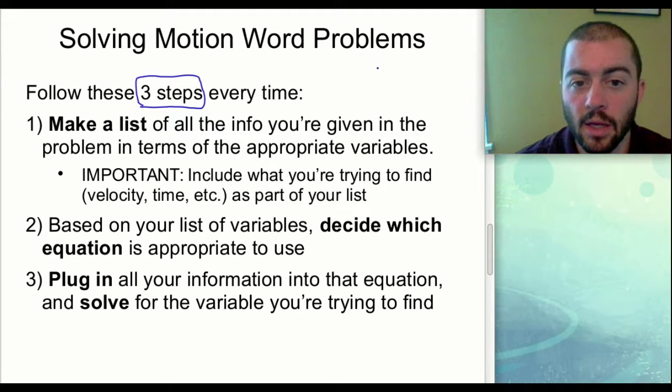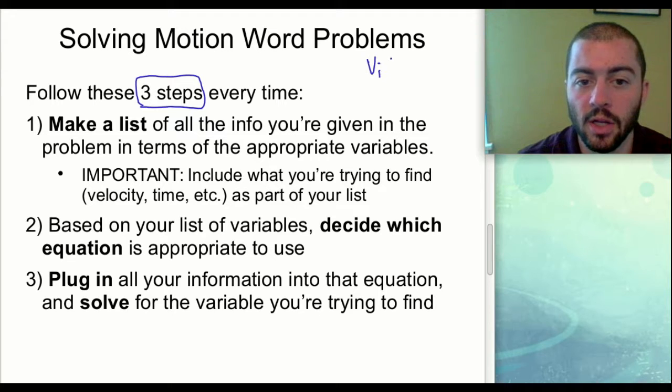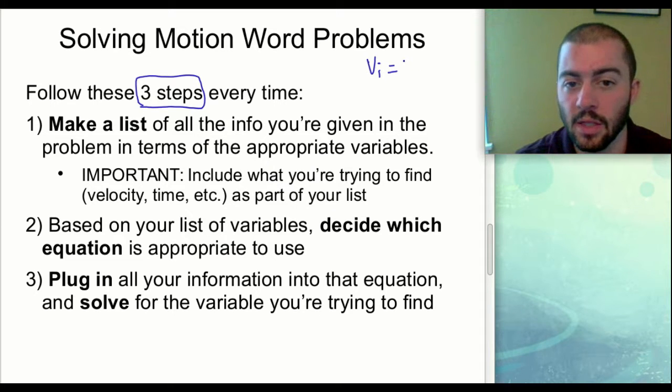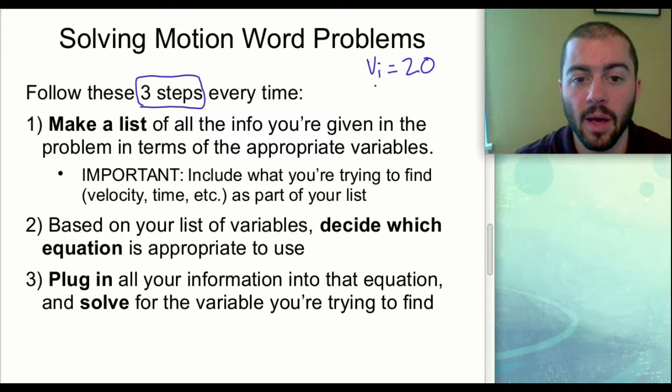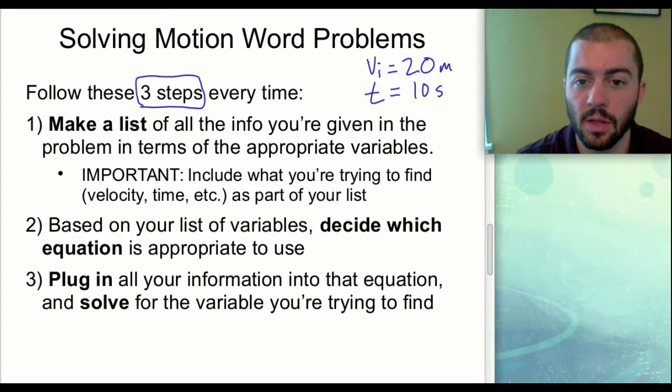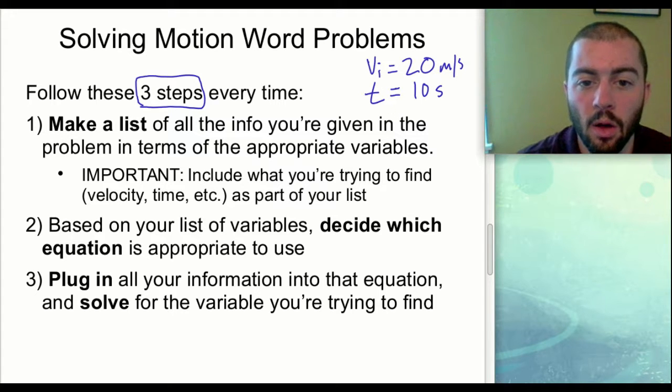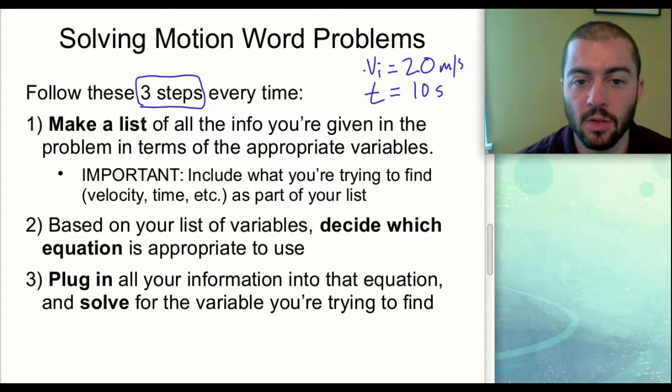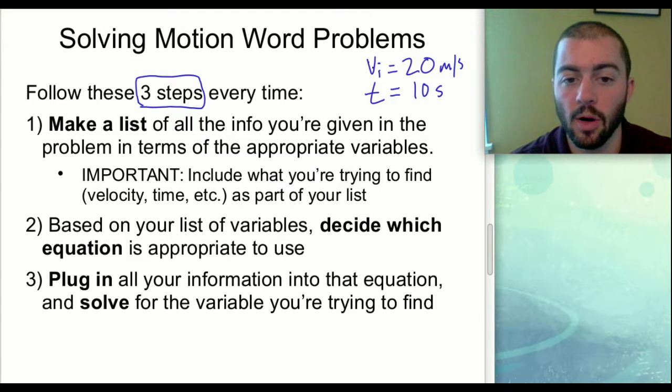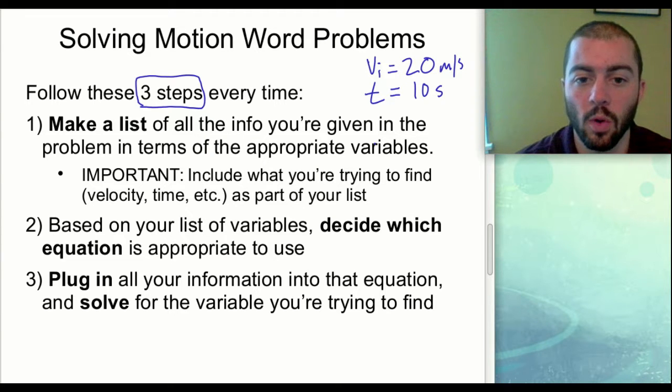So if we had an initial velocity, we would say initial velocity equals, let's say it's 20. And then let's say we're given the amount of time that it took. We would say time equals 10 seconds or something like that. So all we're doing here is taking the information from the problem and making a list of it like this in terms of our variables. Then it becomes a lot easier to see where we have to plug in what information.